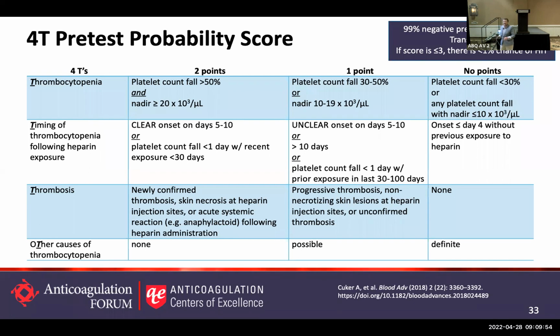So anytime you suspect HIT, the first thing you want to do, calculate a 4T score and figure out what that is. This tool has a 99% negative predictive value. That means if you calculate a low risk, you don't need to do anything because there's a less than a 1% chance that your patient actually has HIT.